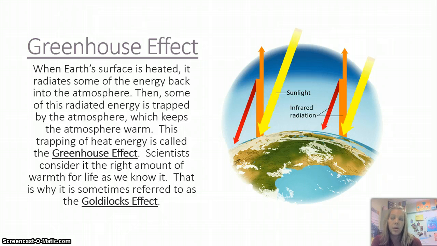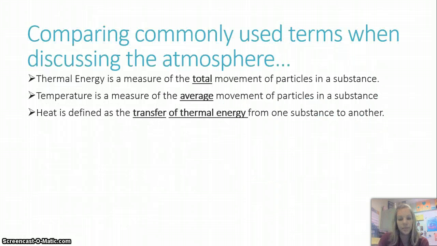Venus and Mars: Venus is way, way, way too hot. Mars is way, way, way too cold. So due to their differences in atmosphere, they have less of the Goldilocks effect with their greenhouse. Comparing commonly used terms when discussing the atmosphere. Here are some terms that people don't necessarily know the definitions of a lot of times, so when they're using them interchangeably, sometimes that can cause confusion.